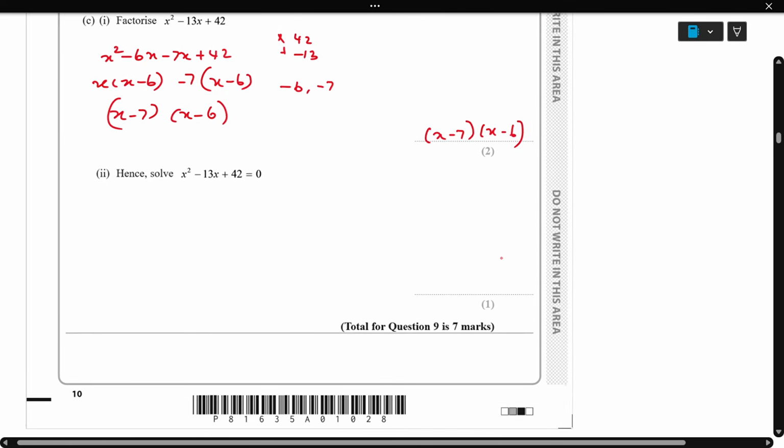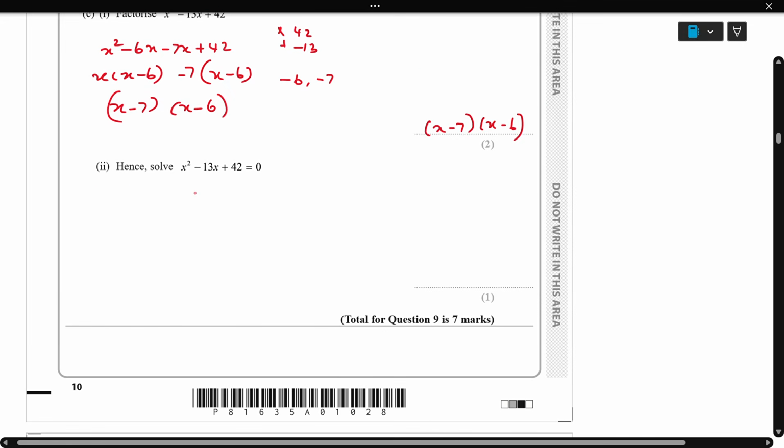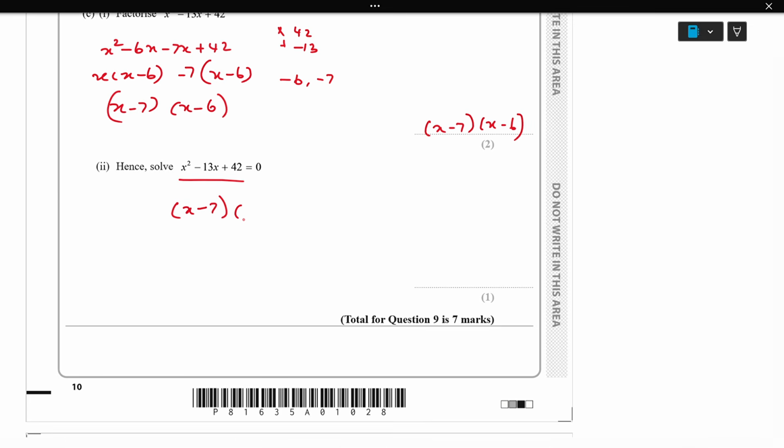Next, hence solve, so equal to 0. This entire thing we already did in the previous part, which is x minus 7 into x minus 6 equal to 0. So for that, first x minus 7 equal to 0, so x equal to 7. Then x minus 6 equal to 0, so x equal to 6. So x equal to 7 or x equal to 6.